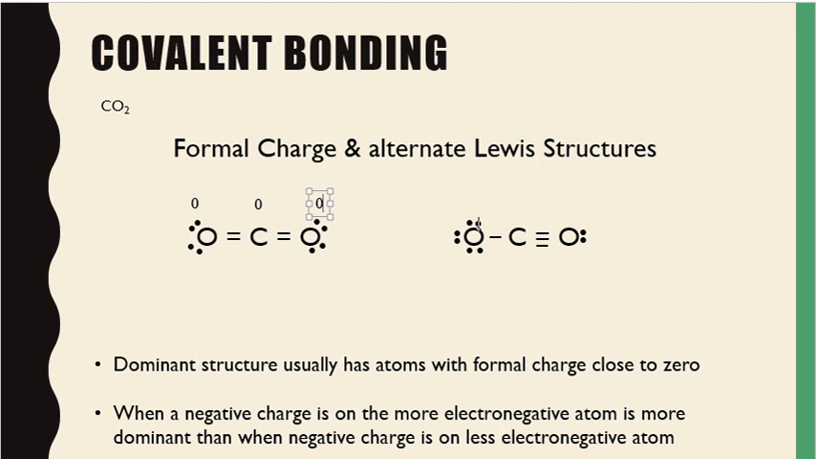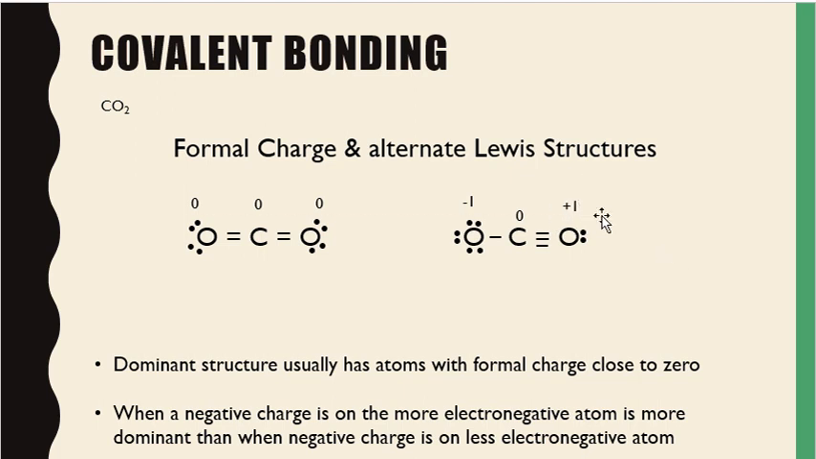On this carbon dioxide, we have 6 valence electrons minus 1, 2, 3, 4, 5, 6, 7. So this one actually has a formal charge of -1. Carbon has a formal charge of 0, and this oxygen has a formal charge of, let's see, 6 minus 1, 2, 3, 4, 5, positive 1.